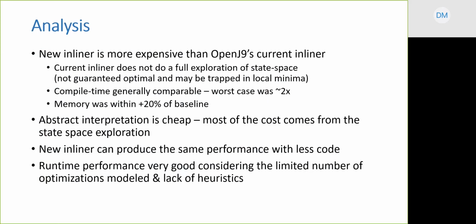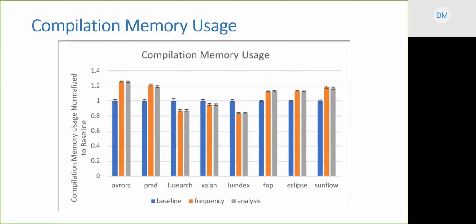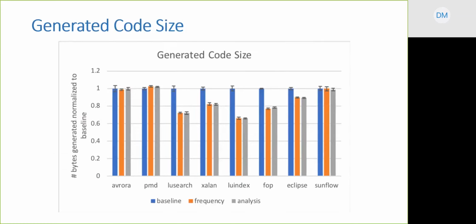The abstract interpretation is relatively cheap, right? The difference between the orange bars and the gray bars in terms of the memory and the compile time, there's not a significant difference, right? It doesn't cost you that much to run the interpreter. Now, obviously, as you add more patterns or more complex patterns, the cost will go up, but the majority of the cost at the moment is doing the state space exploration with the packing algorithm.